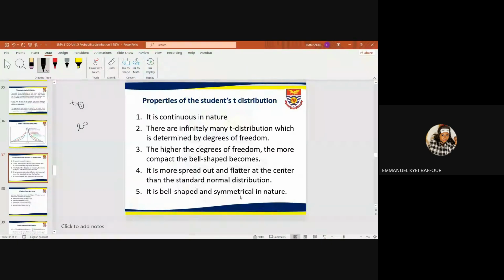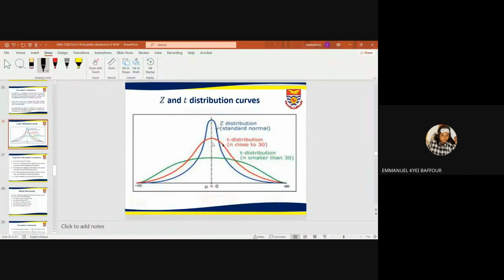It is bell-shaped and symmetrical in nature. That one too is also bell-shaped and symmetrical, because if a line of symmetry is to be drawn along the mean, then if you fold it, this side will perfectly fit to the right side as well.